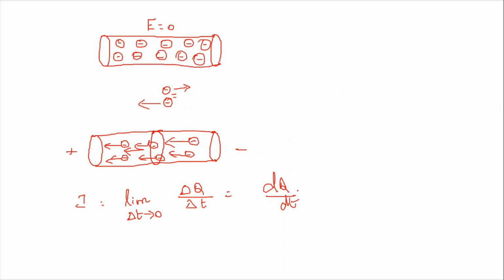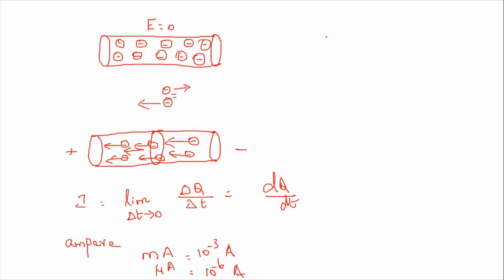Again, what is the SI unit of electric current? Ampere. 1 ampere is a large unit, so we go for smaller units like milliampere and microampere. 1 milliampere is equal to 10 power minus 3 ampere. 1 microampere is equal to 10 power minus 6 ampere.